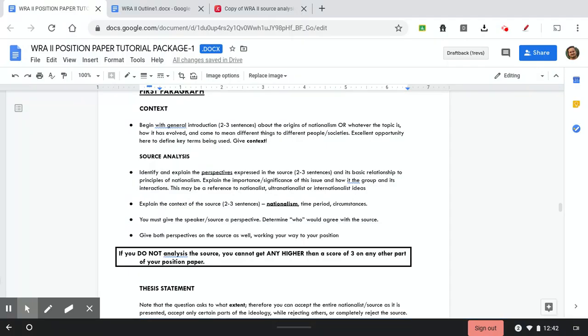By doing this, you are working your way to your position. This is bolded in a box because if you do not do the source analysis, you cannot get any higher than a source of 3 on any other part of your position paper. That is extremely important for you to be able to know. You have to do this paragraph.